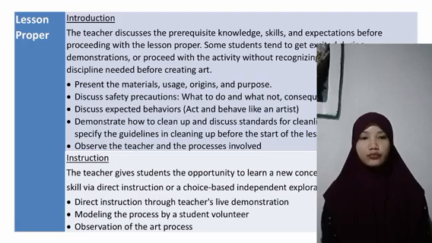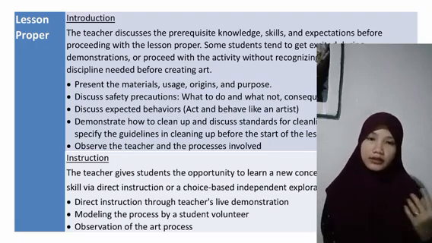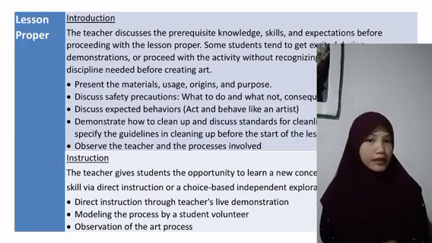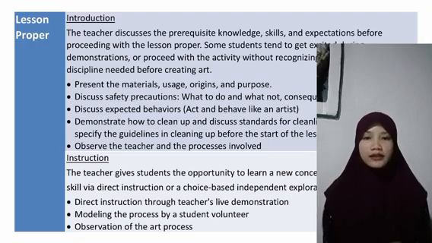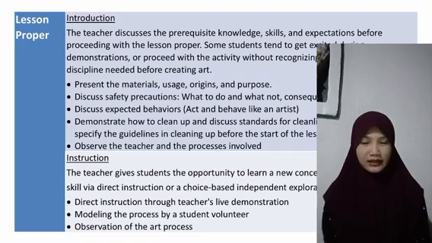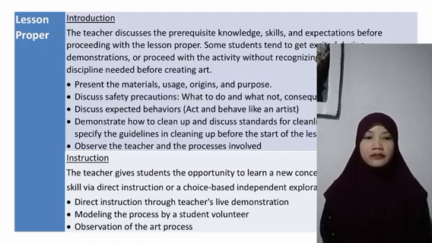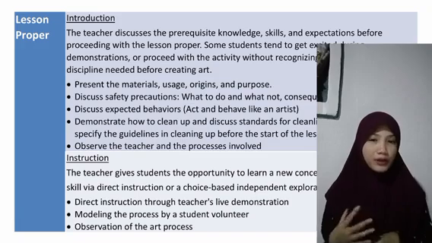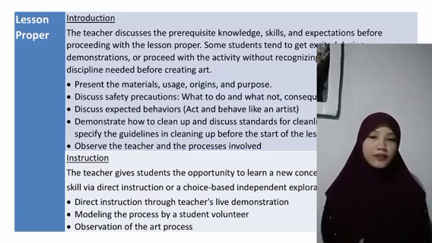Like, eto, yung modeling process by student volunteer, pwede din gawin yan. Like, magtawag ka ng isang estudyante, tapos i-guide mo siya kung ano yung gagawin niya. So, para mas maintindihan ng mga bata yung lesson, kasi sometimes may mga bata na mas nakaka-learn sila if yung isang classmate nila yung naka-experience. Or pwede din nilang i-observe yung art, ano yung process ng arts na yun, like mga video clip.